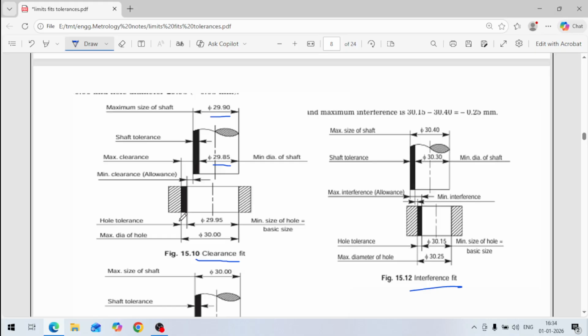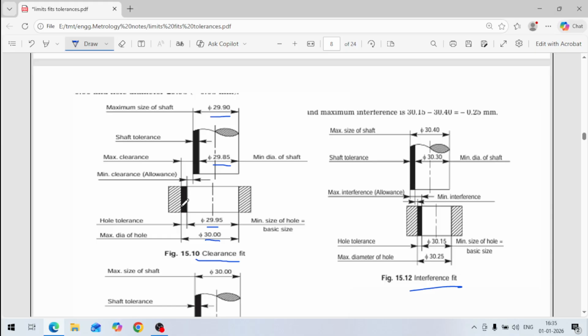Similarly, for this hole, the maximum size given here is 30 mm and the minimum size is 29.95 mm. So here also, how much is the tolerance? 30 minus 29.95, so it is 0.05 mm. This is the tolerance on the hole. This black zone is the tolerance zone.